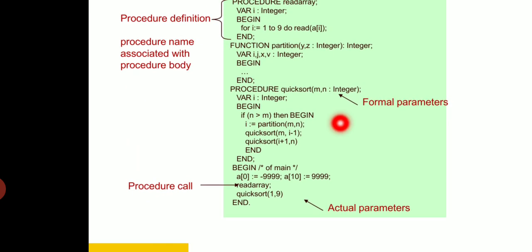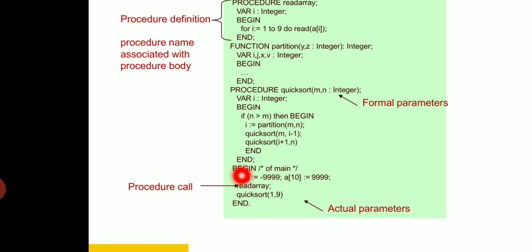Then if we are invoking a particular procedure and it has some arguments, we can call those arguments actual arguments or actual parameters. When the parameters occur within the procedure definition, we call them formal parameters.